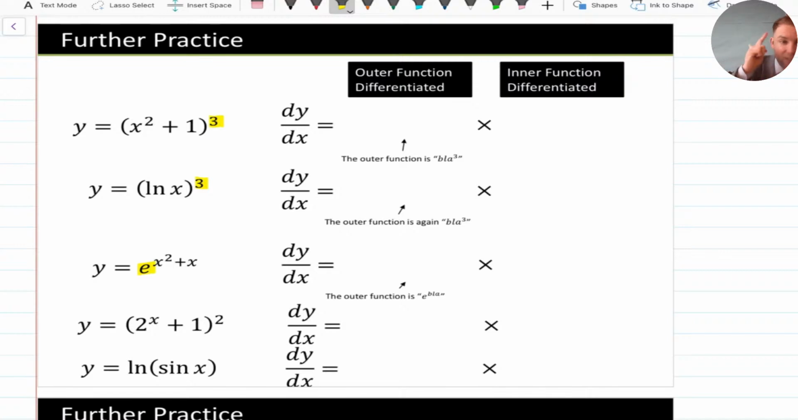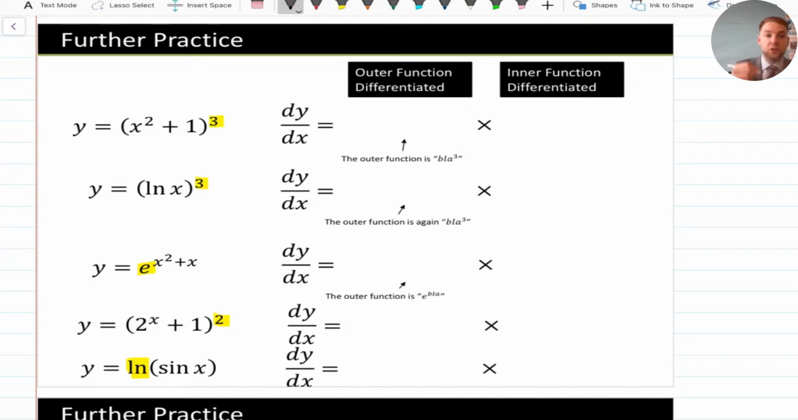So the outside layer on that one is the e. The outside layer on this one is the 2, and the outside layer on this one is that ln. Okay, so it's all about recognizing what's an outside layer and then an inside layer. Sometimes you even get 3 or 4 layers, so you've got an outside layer, then an inside layer, then an inside layer again, and then an inside layer again. But for now, we're just going to deal with 2.